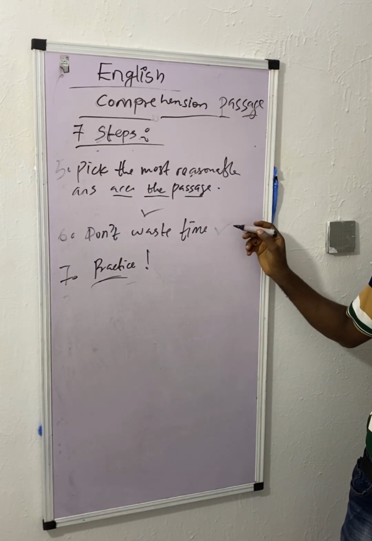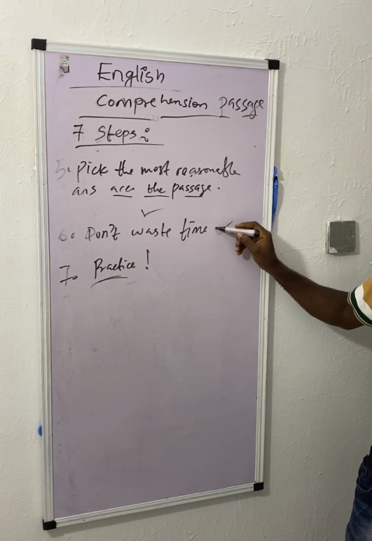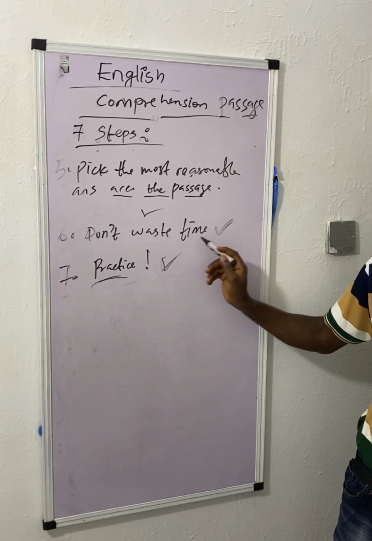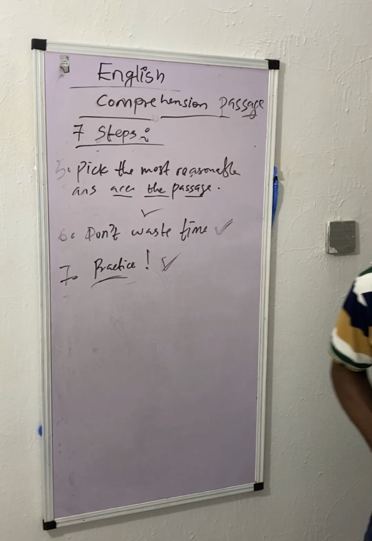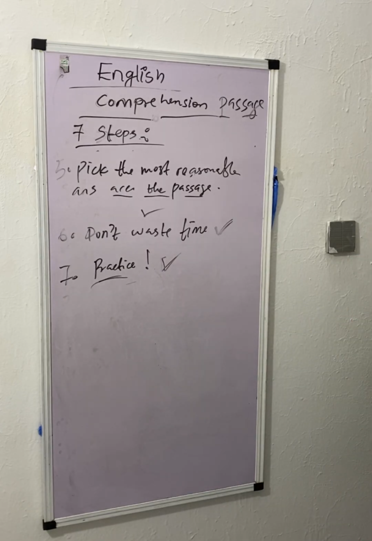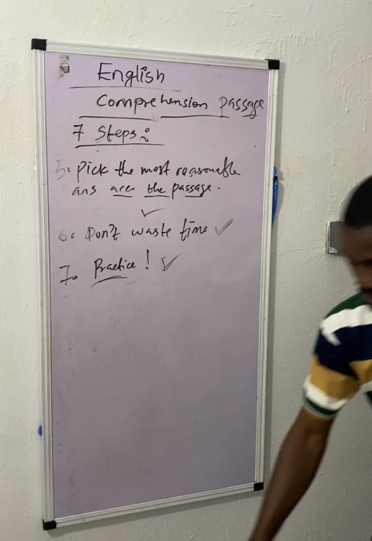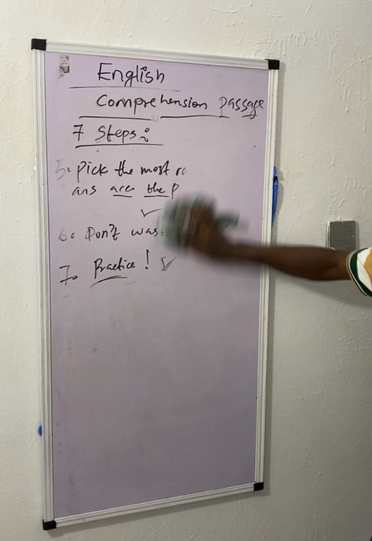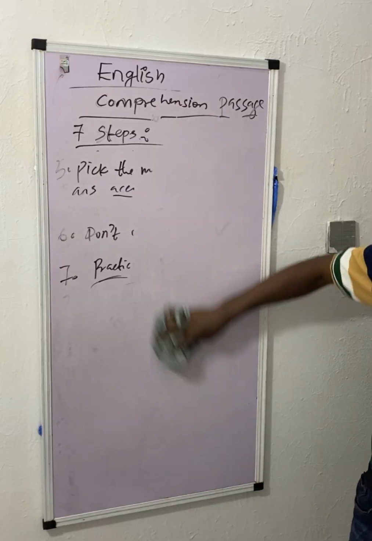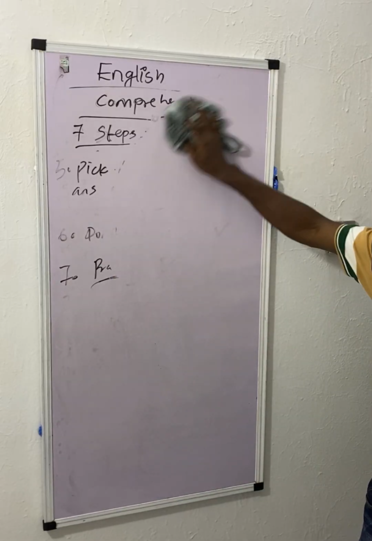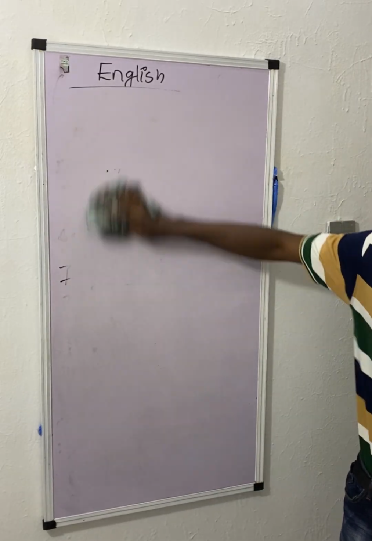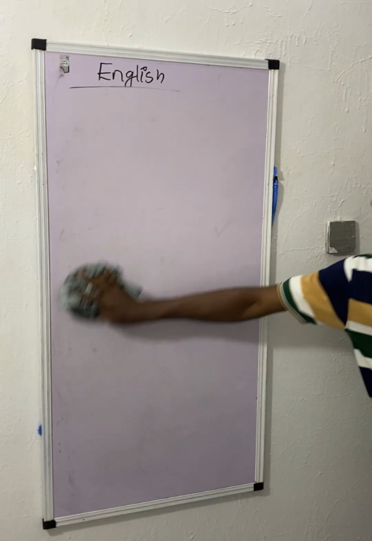Then number 6 is skip anything that costs you additional time. Don't waste time. It's not worth it. Then number 7 is what? Practice, which can never be overemphasized. That's that for comprehension. You can see how easy answering comprehension passage is. So now it's left for you to go and start practicing comprehension passage, following the 7 proven steps of answering comprehension passage.